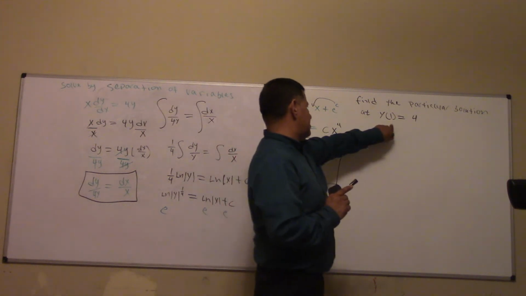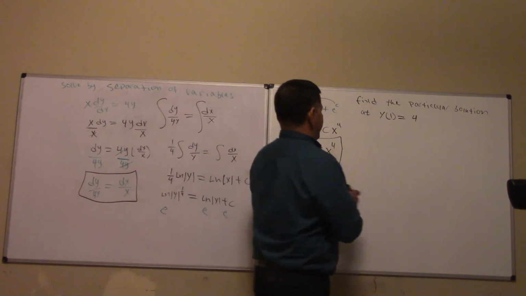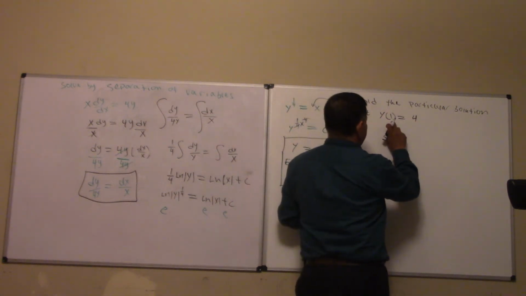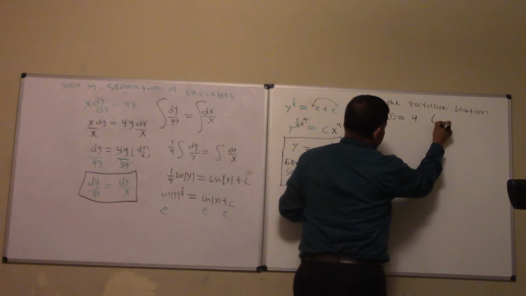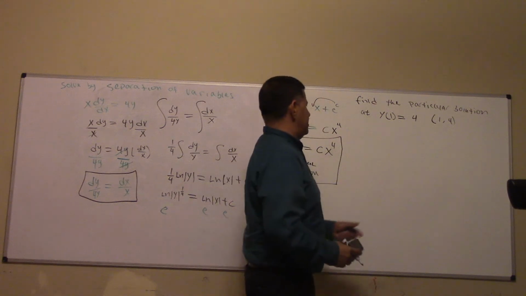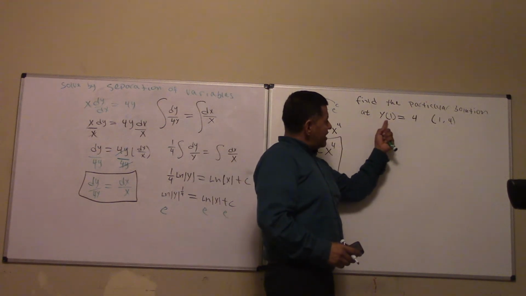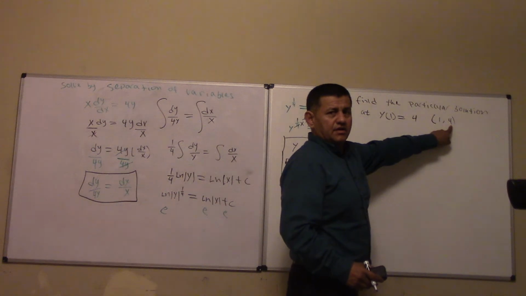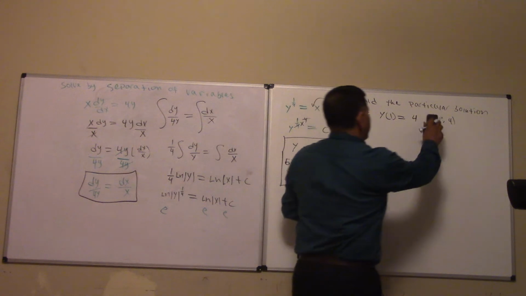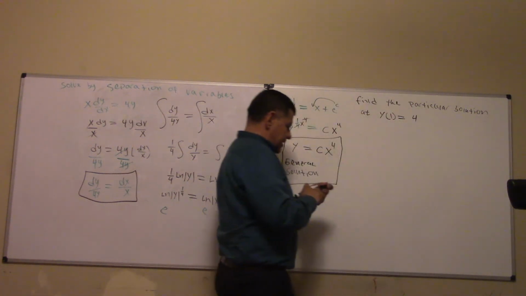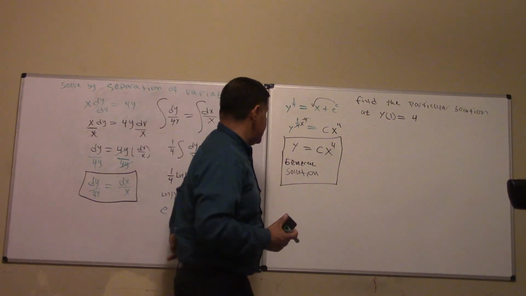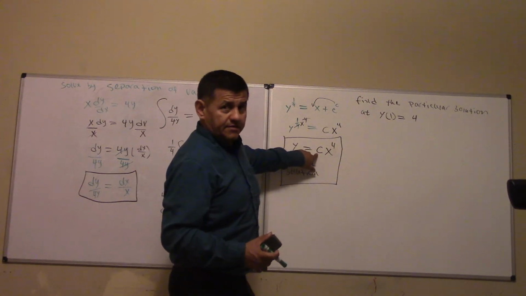At this point, in other words, remember when we did basic math that when a function is evaluated like that, we meant the point 1 comma 4. At that point of x, the y value is 4. That's all it means. So let's say that you want to find the particular solution of that. So we're trying to find the value of c.